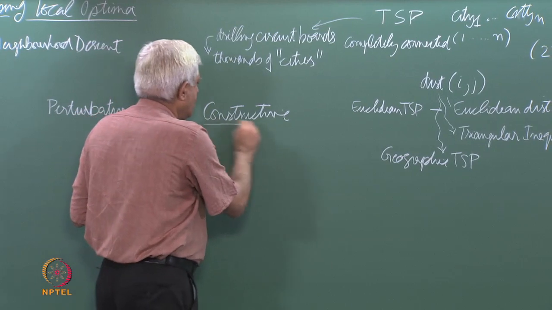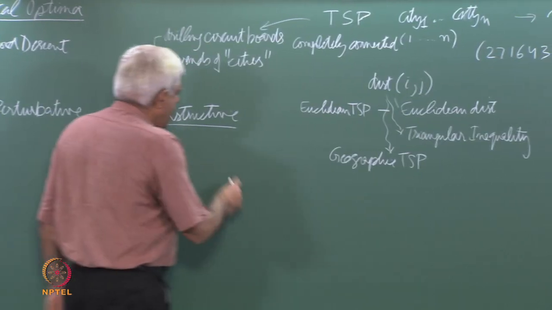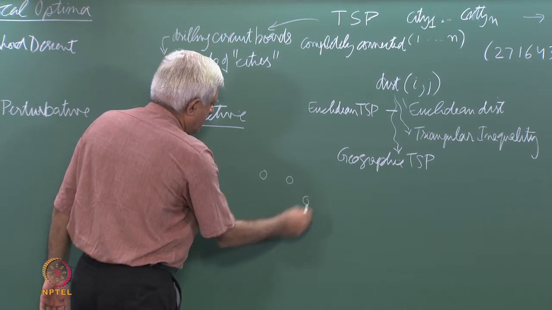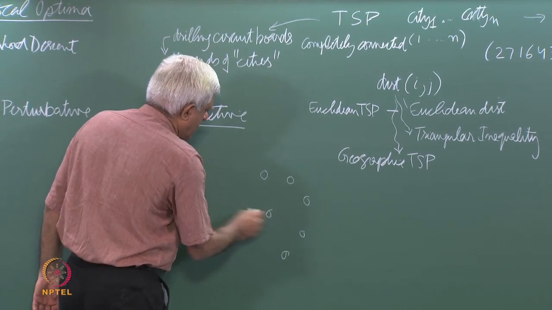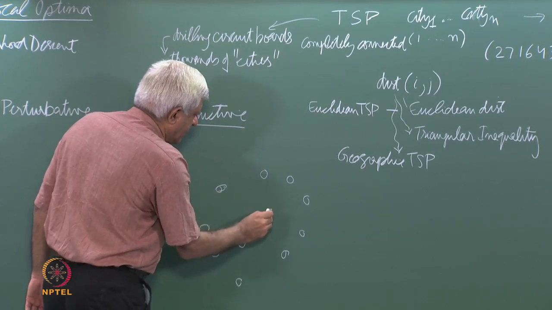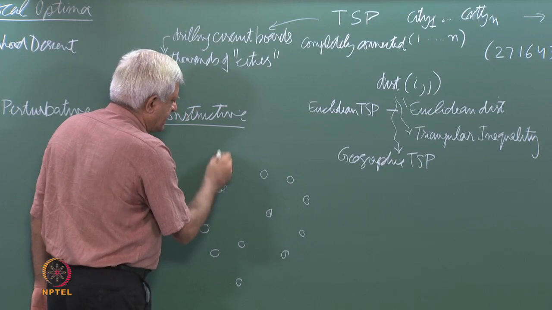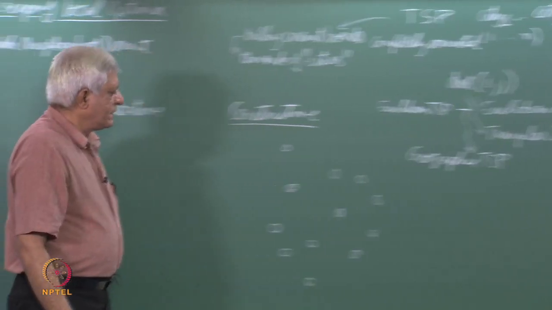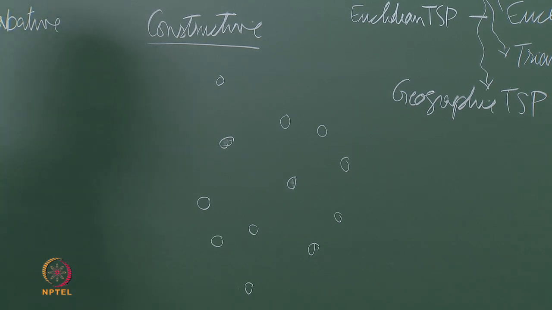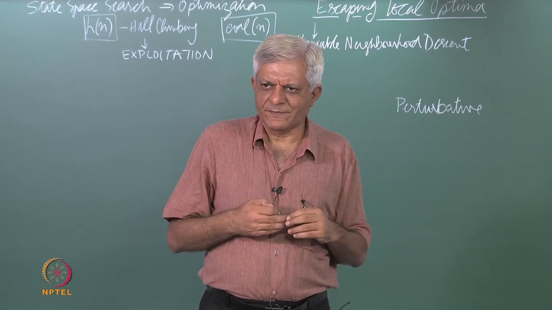So, for example, given a set of cities, let us assume that we are working in this Euclidean space. So, the actual distance is the distance. What kind of algorithm can you think of? Or you must have tried something sometime.